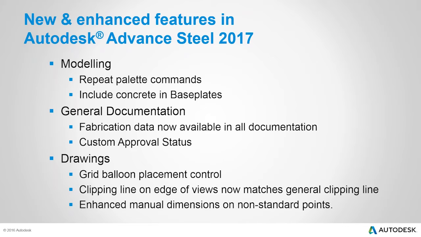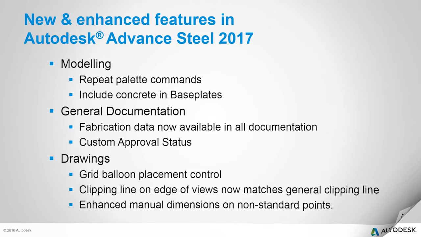On the general documentation, some of the fabrication data that was added in 2016 couldn't be used anywhere, but now that's been added in and all documentation can use that. And you can now control the approval statuses of items as well. On the drawing side, they've given you greater control of grid balloons around the letters and numbers at the ends of grids. The clipping line, when you crop a view and you chop parts off that go outside the view, can now be controlled. And manual dimensions have a big enhancement we'll talk about later.